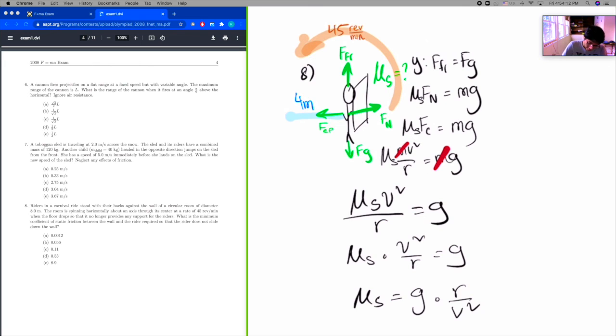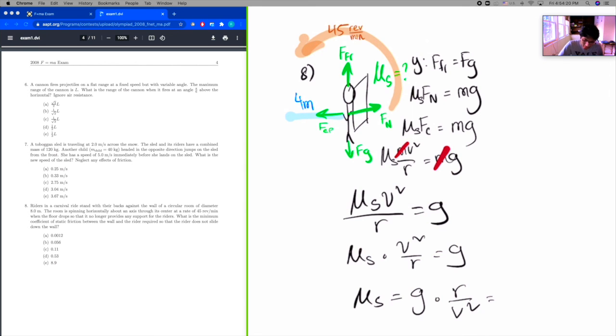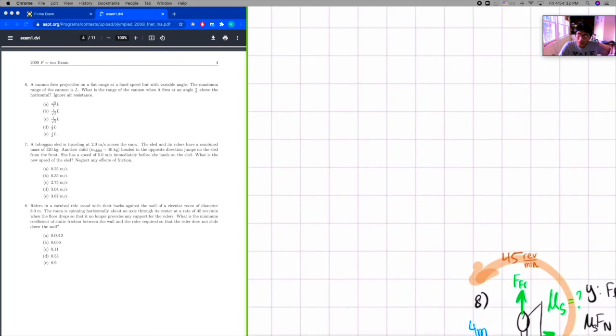So, you know what I'm going to do? I'm going to be smart and just plug in. Wait, did I get 53? Oh, wait a minute. 53.33. I got 53.33 for my coefficient of static friction, and that's pretty much choice D, 0.53. All right, folks. So number 8, choice D.